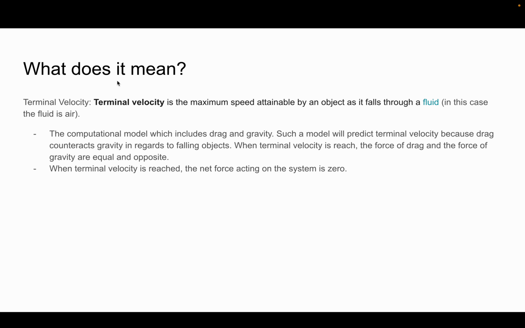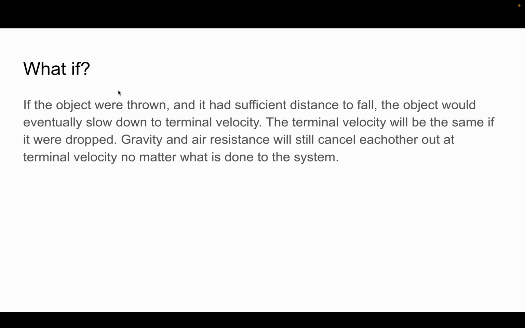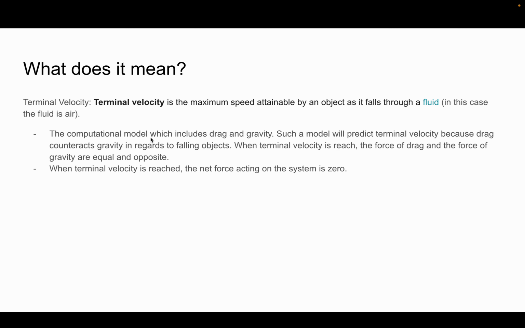Terminal velocity is the maximum speed attainable by an object as it falls through a fluid. We can actually consider air a fluid. The computational model, which includes drag and gravity, models what terminal velocity would be. We can't say that we've reached terminal velocity within that observed model, but that said, if given enough time and given ample distance to fall, we would have reached terminal velocity.